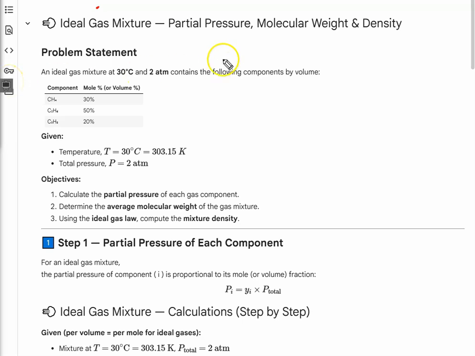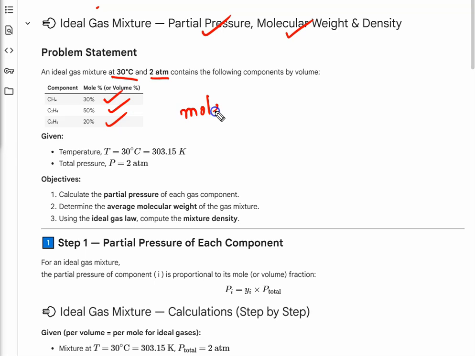Here I will calculate partial pressure, average molecular weight and mixture density step by step using the ideal gas law. Here is the problem statement. An ideal gas mixture at 30 degrees Celsius and 2 atm contains 30% methane, 50% ethane and 20% propane, all by volume. Since this is an ideal gas mixture, the mole fraction equals the volume fraction.